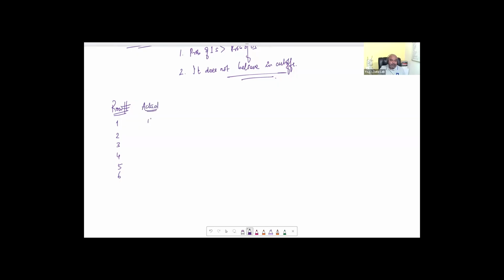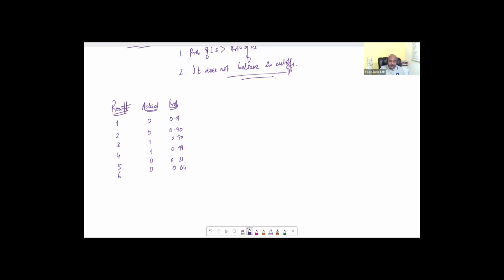I have 0, 0, 1, 1, 0, 0. This is the data that I have. I'll predict the probability. So let's say this 0 got 0.01, this got 0.90, this got 0.90, this got 0.98, this got 0.21, this got 0.04. This is the probability which was predicted.